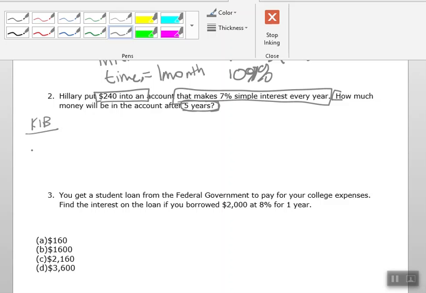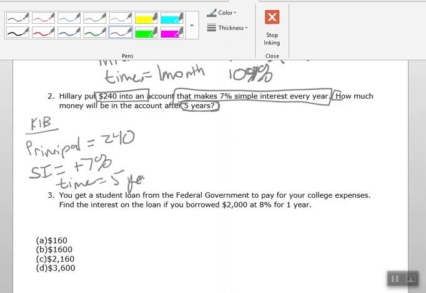All right. My principal is equal to 240. My interest, I'm going to call it my SI, my simple interest, is plus 7%. So in this case, I'm earning that 7%, and my time period is 5 years. And I should indicate that it's 7% per year.